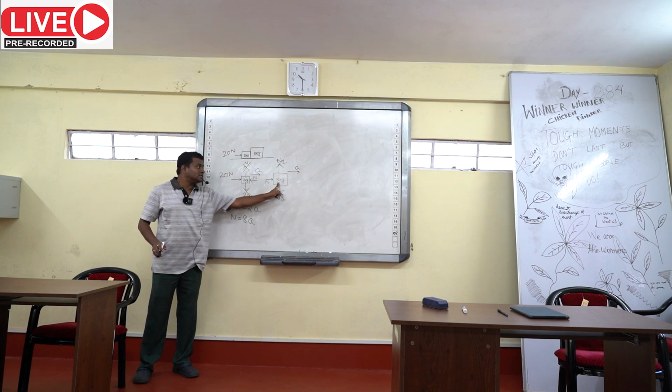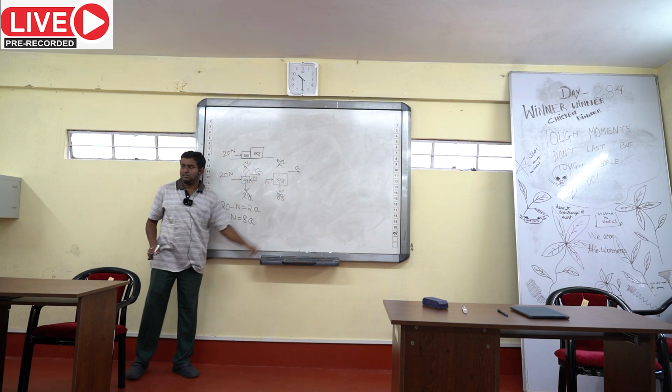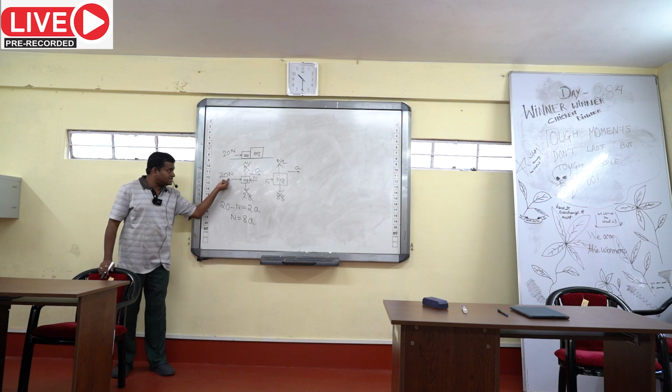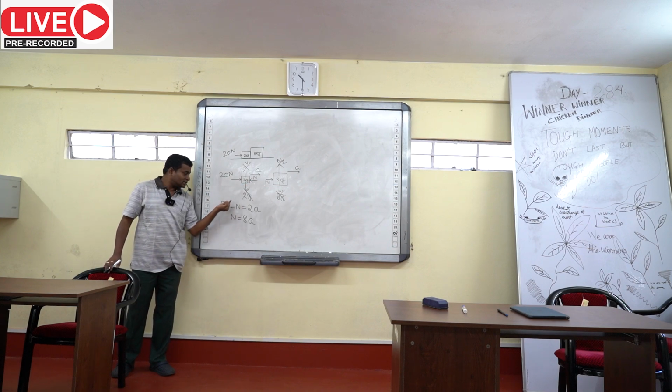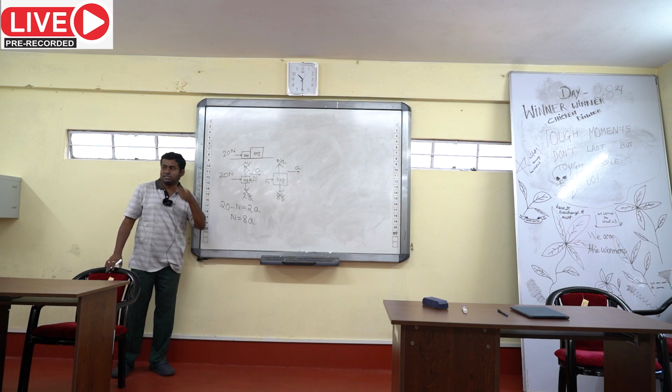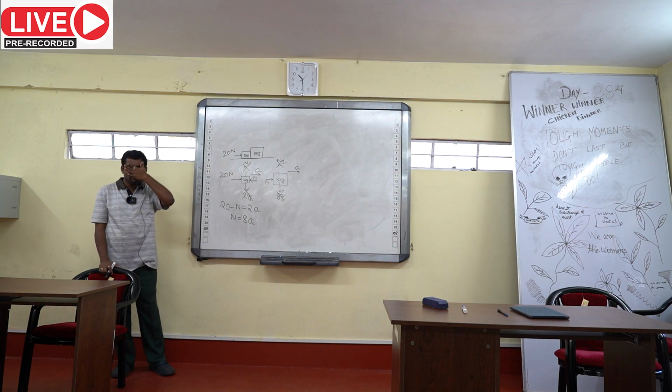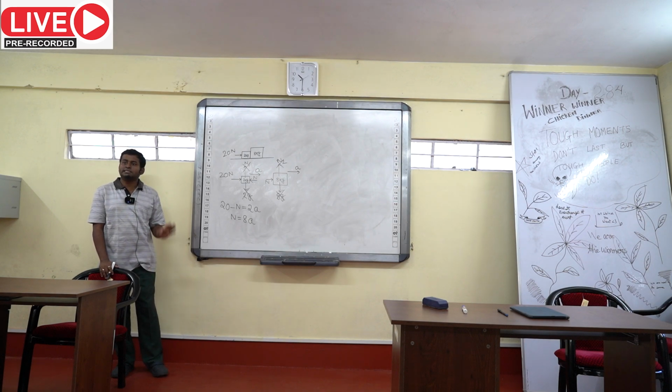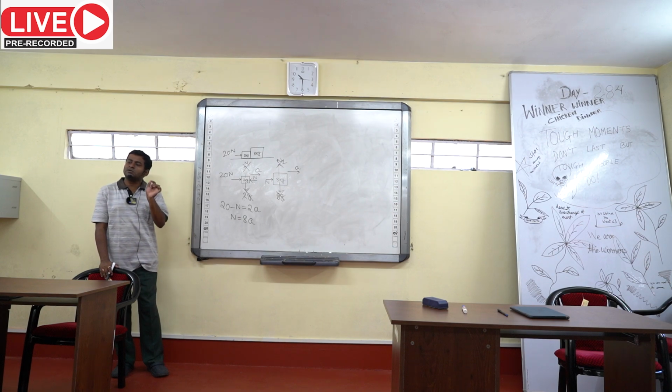This will be mass into acceleration. Here the force will be 20 minus N. That's why 20 minus N equal to mass into acceleration. In that case, N is the only external force. Then N equal to mass into acceleration. Okay. Is it clear to everyone? That net force first you have to calculate, then equate it with mass into acceleration.